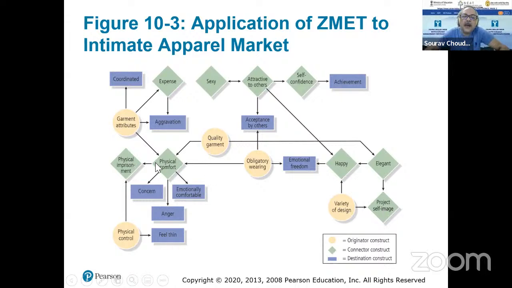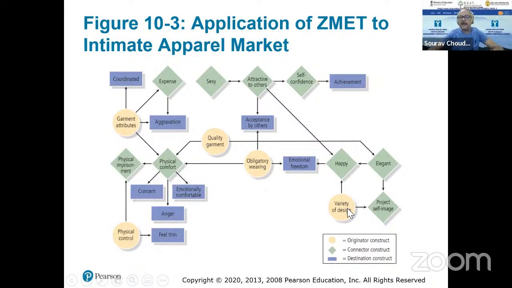Physical imprisonment, quality of garments, physical comfort, physical control, that is where it comes from. Concerns, emotionally comfortable, anger. Sometimes physical comfort is not right, so you get angry. Correct. Then physical control: if the apparel is good and fits you very well, you suddenly start feeling thin. And these are all elements which associate with that particular apparel. So there is an originator. These are the originators: quality of the garment attributes, obligatory wearing, variety of design.